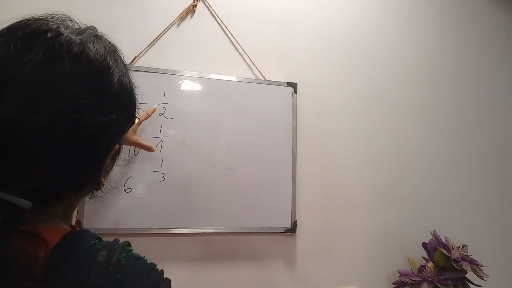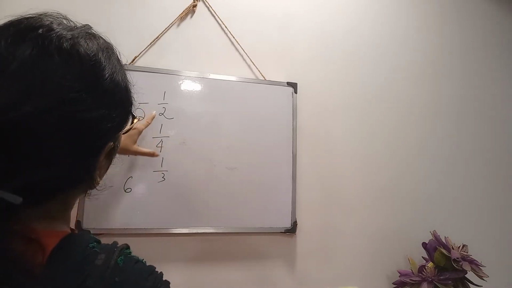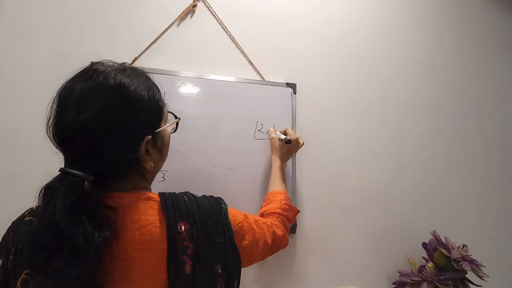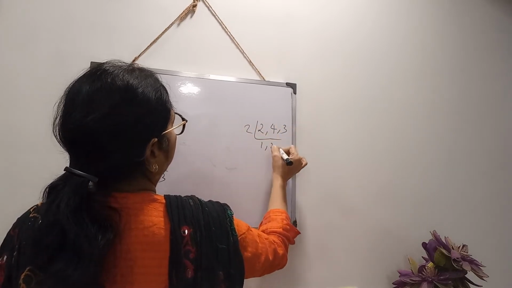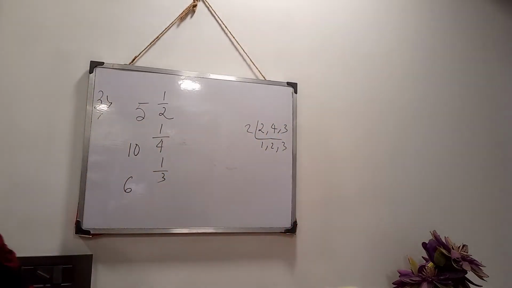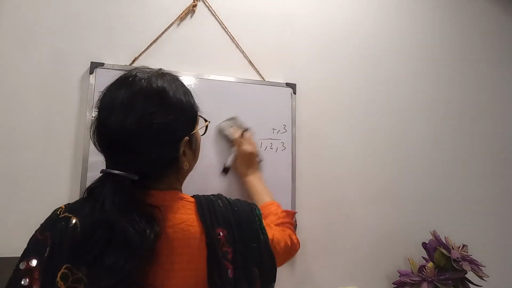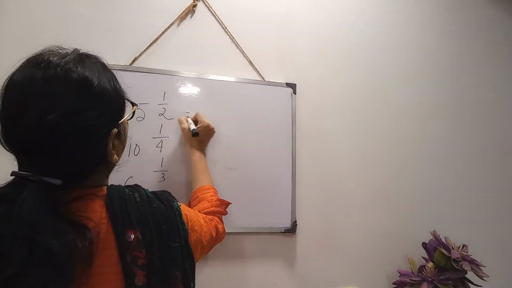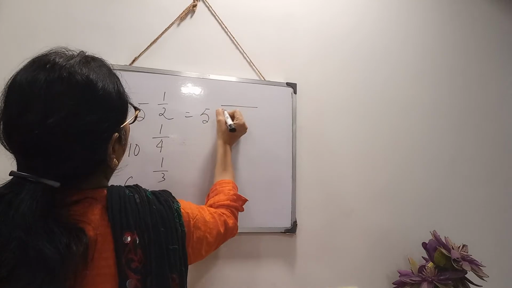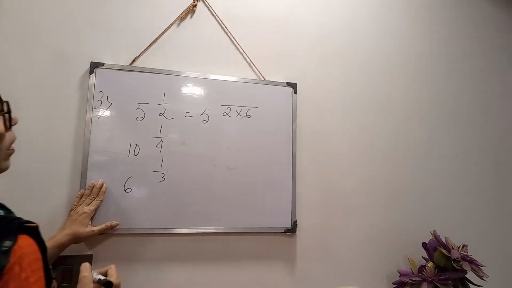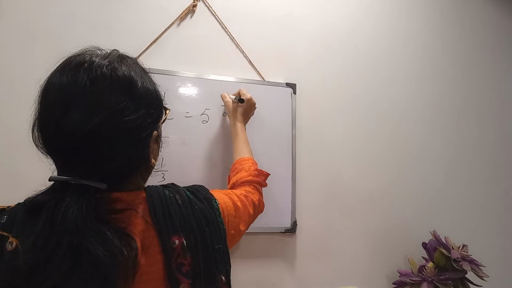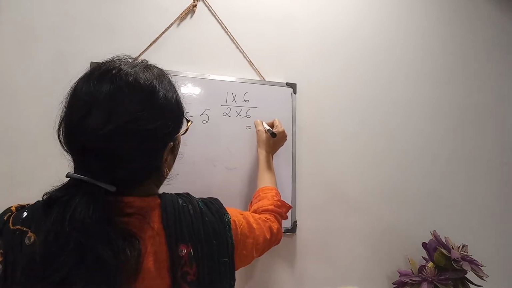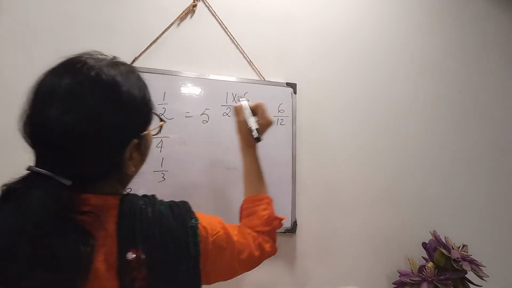First we'll take the LCM of the denominators 2, 4, 3. What is the LCM of 2, 4, 3? It will be 12. LCM is 12. So we will make all the denominators the same, that means 12. How? Here we have to multiply the denominator by 6, and at the same time multiply the numerator also by 6. Clear? So it is becoming 5 to the power 6 by 12.